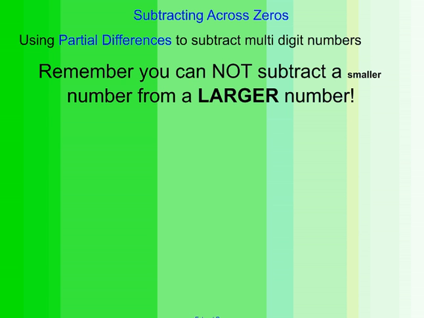In math, we continue to work on subtracting numbers. We're working on building our subtraction strategies. Today, we learned how to subtract across zeros, and we use the partial differences strategy to show the value of the digits when we subtract. Remember, you cannot subtract a smaller number from a larger number, and sometimes you need to borrow from the tens, the hundreds, or the thousands in order to subtract.